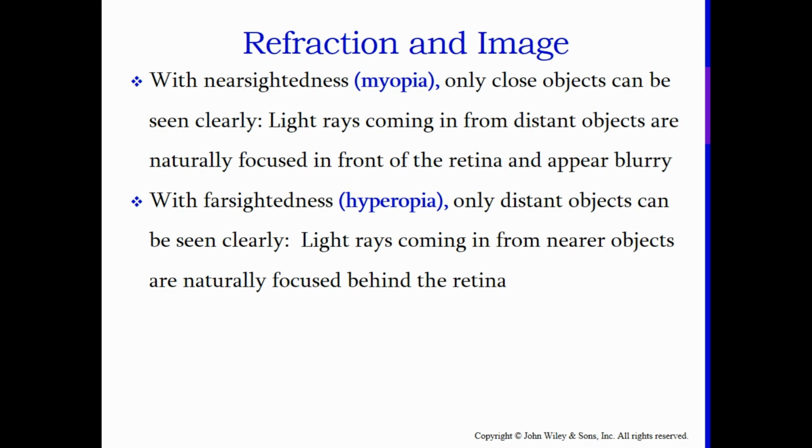Refraction and image. With nearsightedness, also called myopia, only close objects can be seen clearly. Light rays coming in from distant objects are naturally focused in front of the retina and appear blurry. With farsightedness, also known as hyperopia, only distant objects can be clearly seen. Light rays coming in from near objects are naturally focused behind the retina.